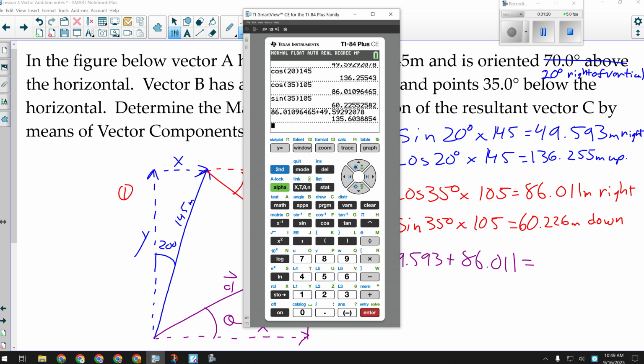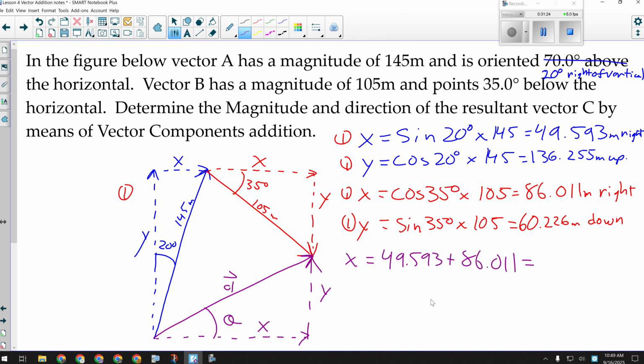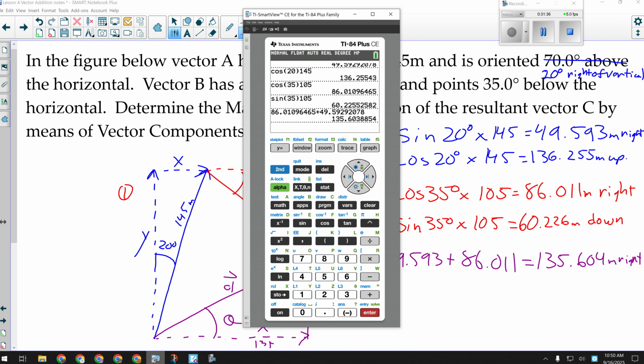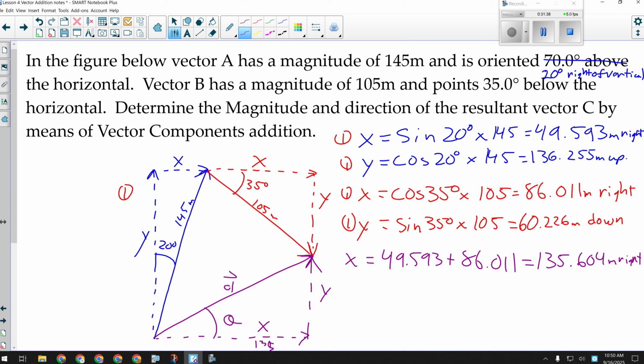So 86 plus the 49.59, we are looking at 135.604 meters, and that is to the right. So I can label this one here 135.604.